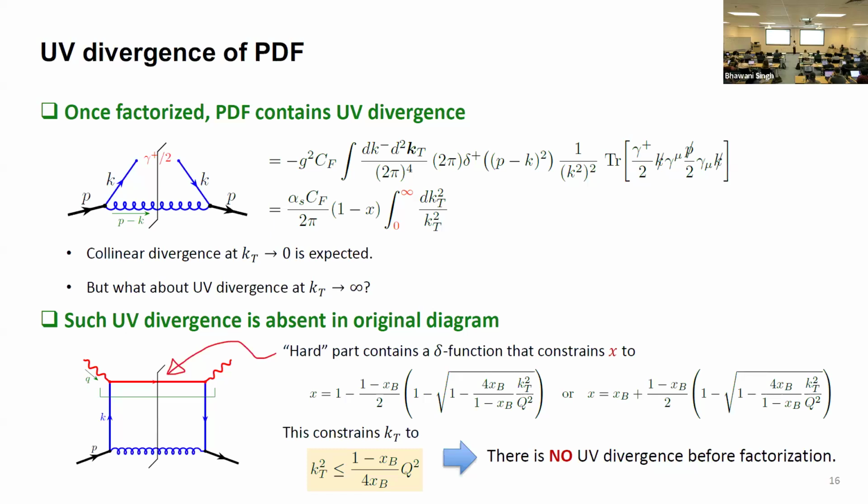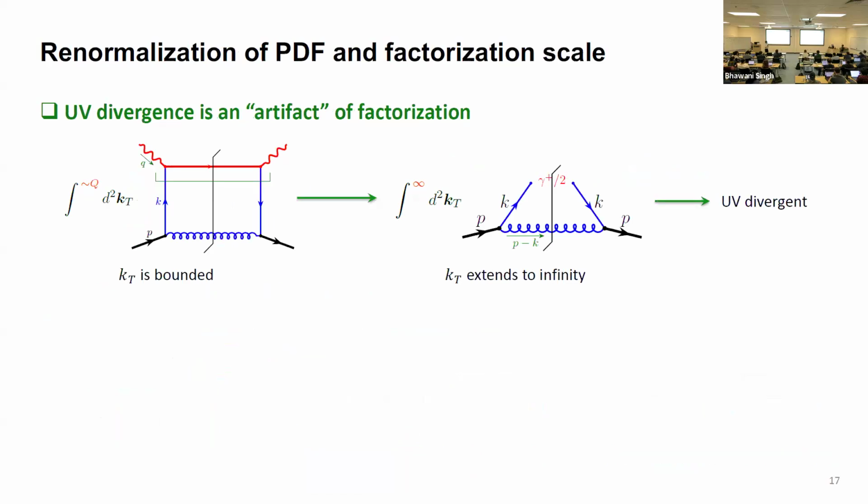What I want to point out to you is there is the square root. And for this to have a physical solution, this square root has to be greater than or equal to 0. And this constrains kt to be smaller than something of the order q squared. So in the original diagram before factorization, kt is bounded by something of q squared. So there is no UV divergence before the factorization. But once we make a factorization, we include the kt integration only with the lower part, and there is no longer an upper part, no longer a cut fermion line in the upper part. So there is no upper bound for kt integration, and that gives us a UV divergence. So UV divergence is an artifact of factorization.